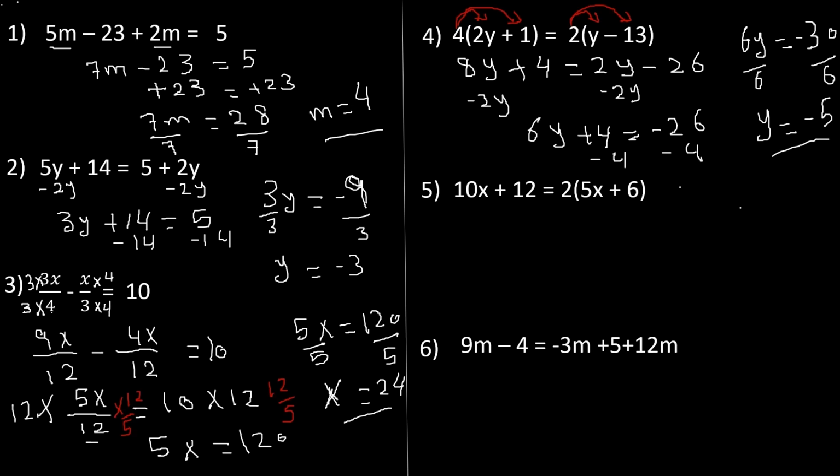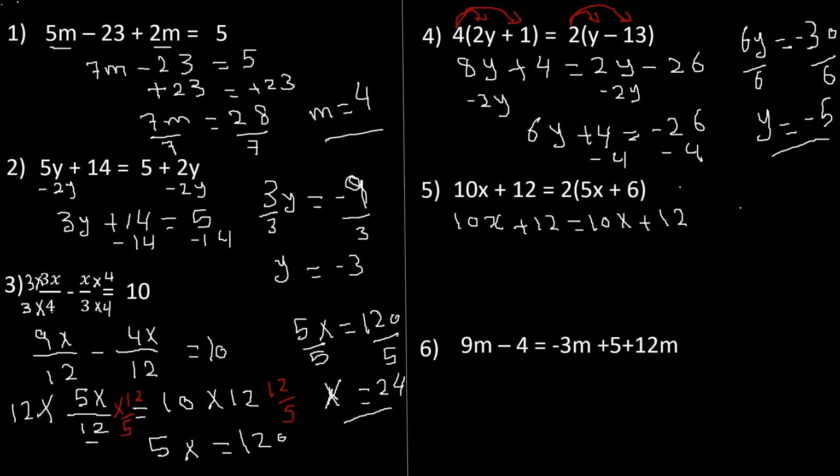Now let's go to example number 5. 10x plus 12 equals 2 times 5x plus 6. We have to use the distributive property. 2 times 5 will be 10x plus 2 times 6 equals 12. But here we see something: 10x plus 12, and here is 10x plus 12. So it's the same quantity on the left hand side and the right hand side. So whatever numbers we put will be right.